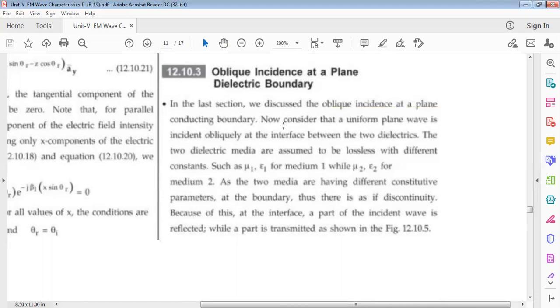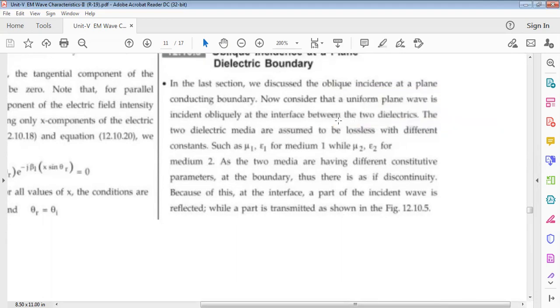We consider z is equal to 0. When z is equal to 0, then only we get Snell's law of reflection: theta I is equal to theta R. But in this boundary condition, transmission is also there, because in the dielectric the conductivity is not very high and the intrinsic impedance is not zero. Understood, my students?